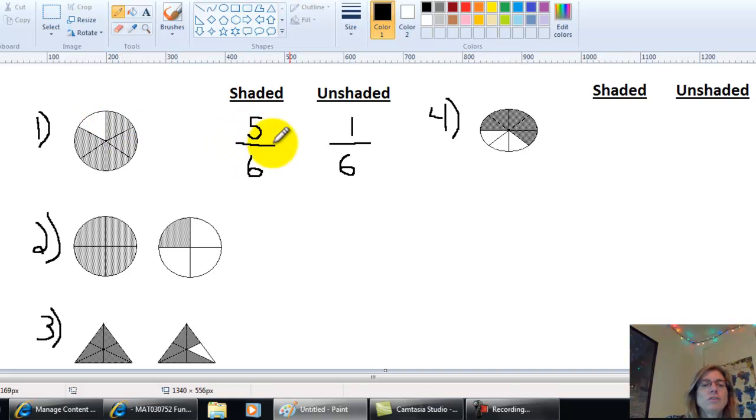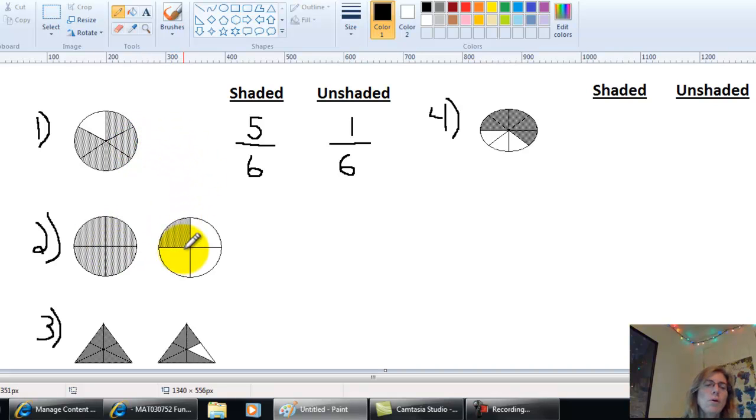Now, both of these fractions are proper fractions, and proper fractions are less than 1. Because these pieces, if there's 5 of them, that's less than the whole of 6. And if you're looking at just this one piece, that's less than the whole circle, the whole pie, or the whole cut into 6 pieces.